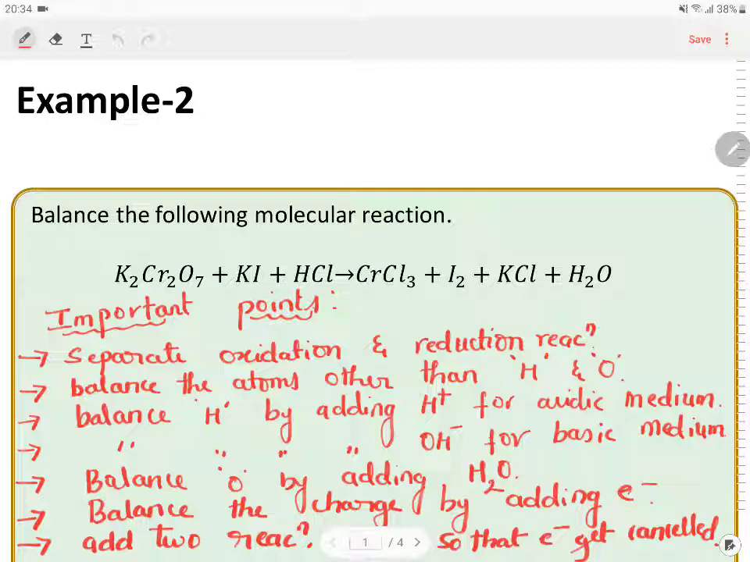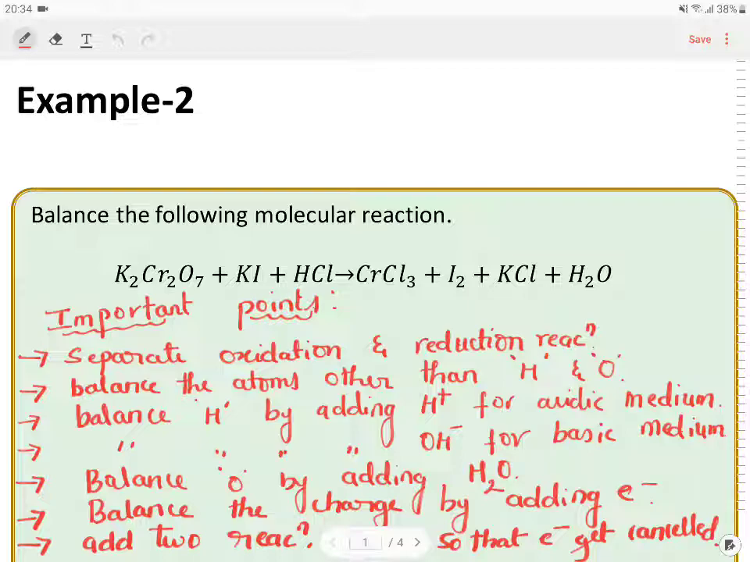The speciality of the ion electron method is balancing the charges. On the reactant side and product side, the charge should be the same. So we need to balance the charge by adding electrons. We know that electrons are negatively charged.